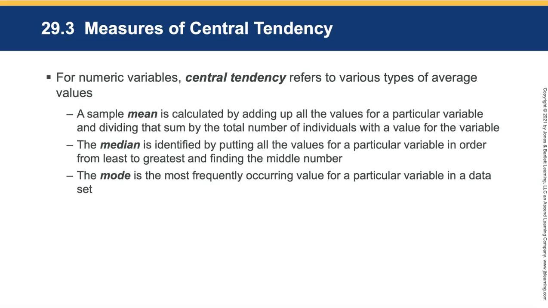We have the mean, we have the median, and we have the mode. And I know you guys have talked about this before, but let's just go through it real quick. So the mean is basically the average, right? You add up all your values and then you divide it by the number of values that you have. The median is the middle value, and then the mode is the most frequently occurring value in a data set.